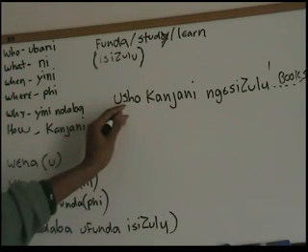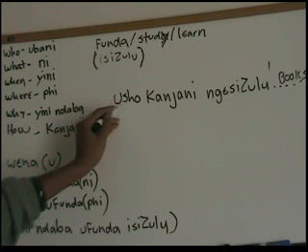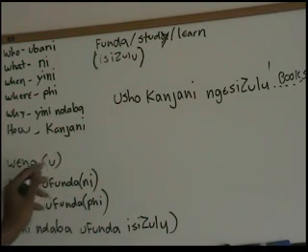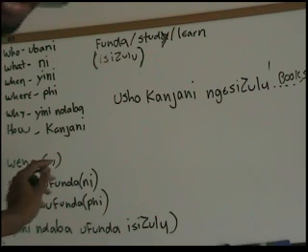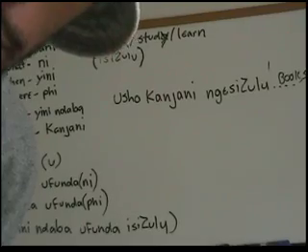So usho here is like say. It means like utter, say. And we know u is the subject concord of wena. Wena u. Oh, I have to stop the video. It's almost to 10 minutes.